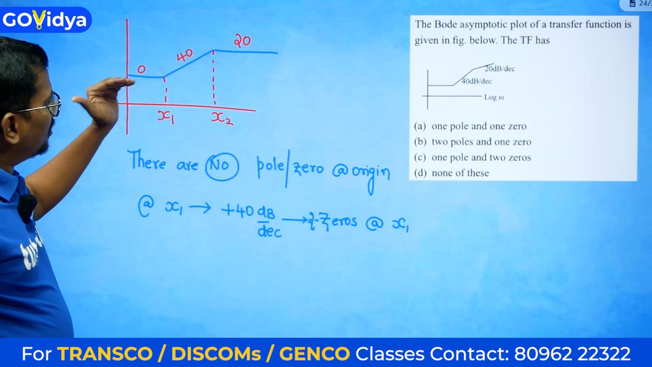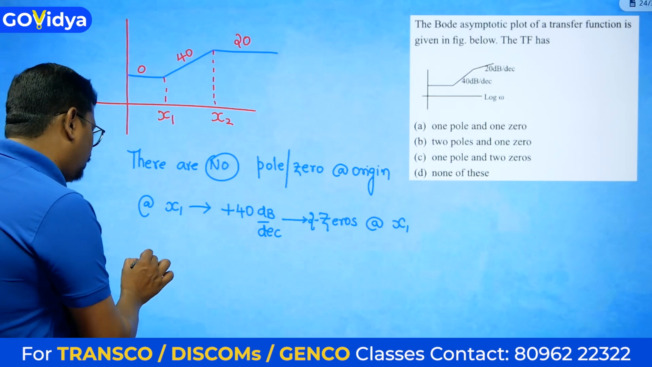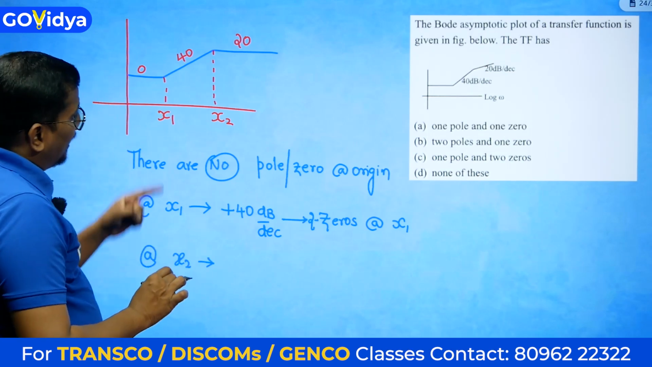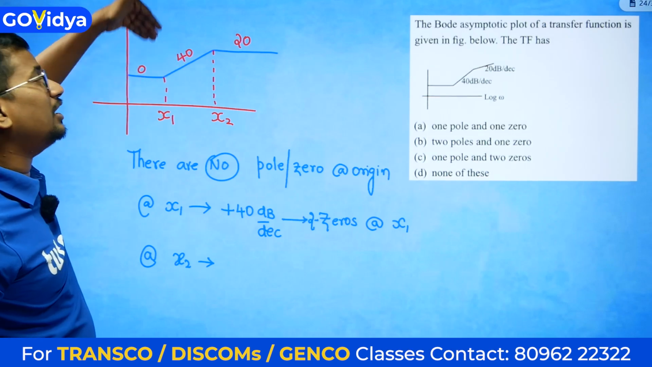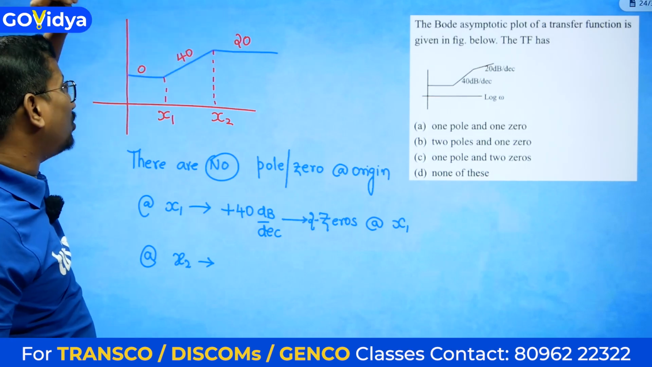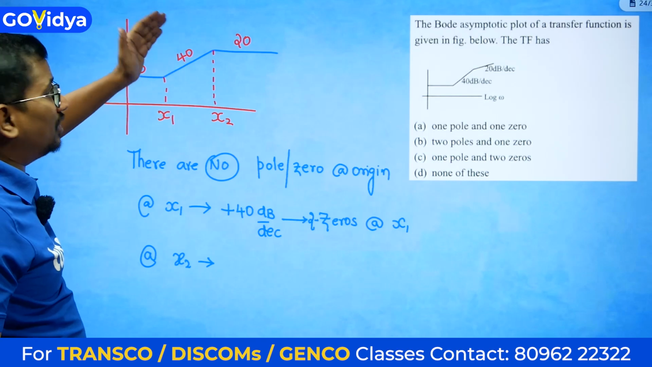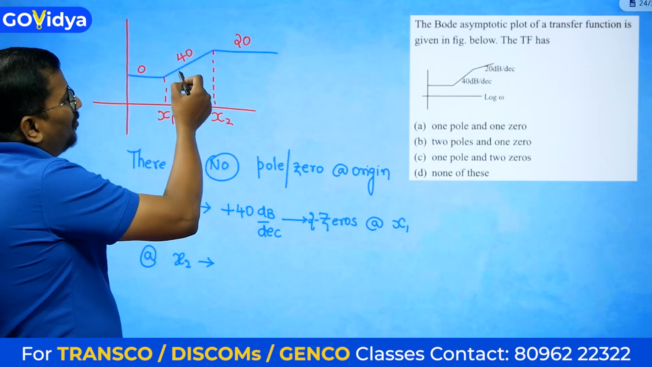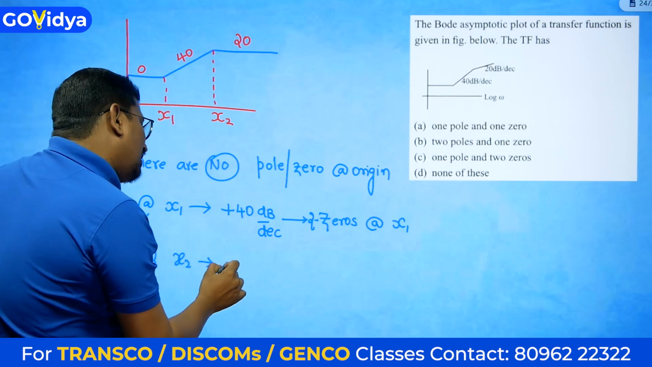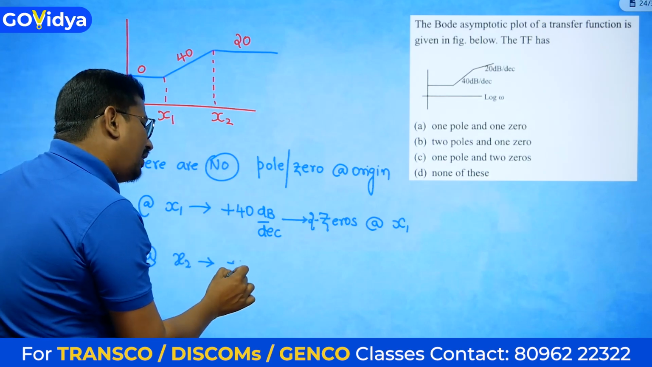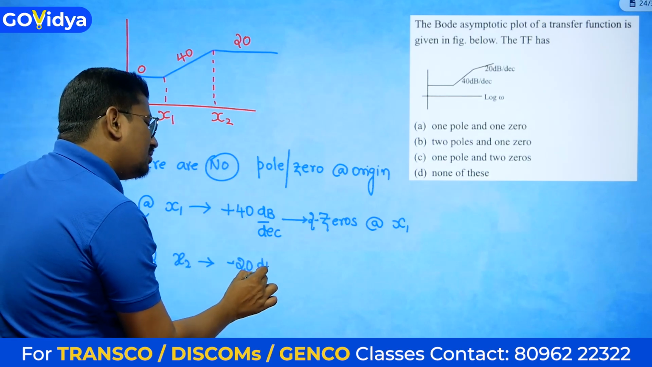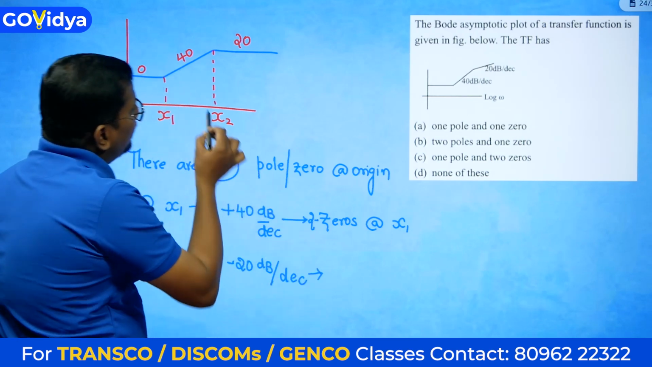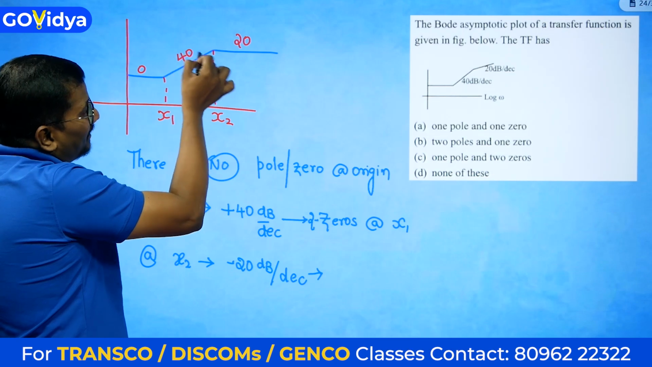And the slope goes on to x2. At x2 the slope is now changed from 40 to 20. That means it has dropped down. You can say 20 minus 40. So 40 to 20 means minus 20 dB per decade is added at x2.